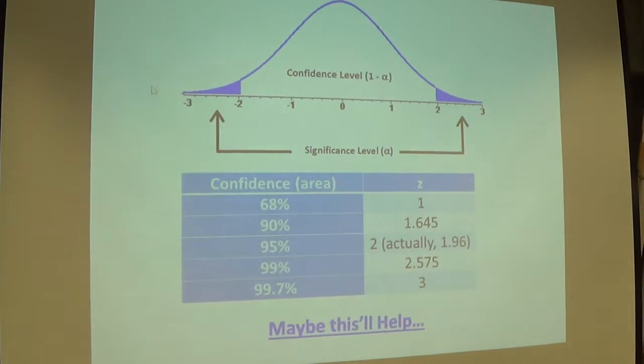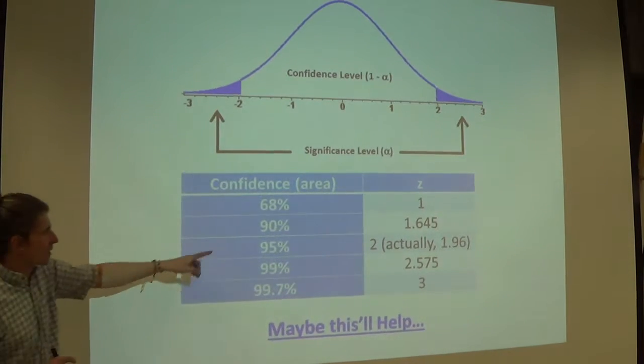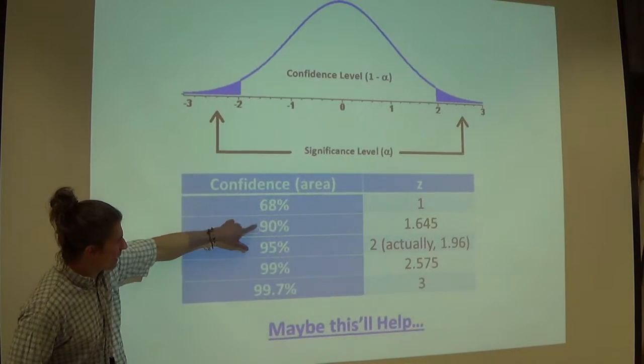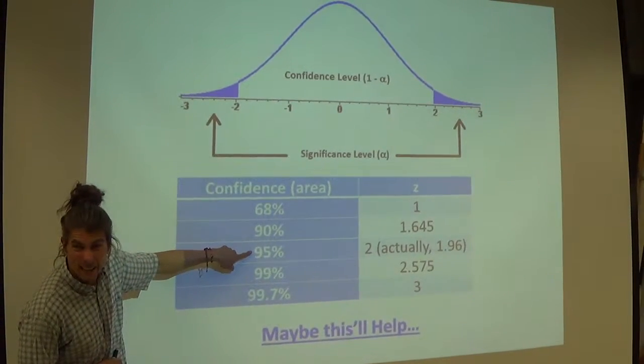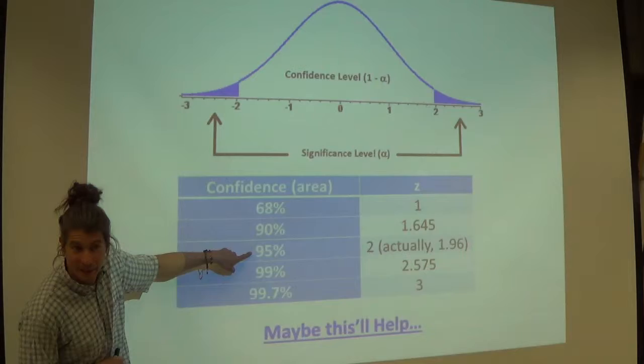There's a bell curve up there. Ignore this confidence for a second. We'll come back to that. Do some of these numbers make sense to you guys? 68%, 90, well, 90 probably doesn't. 95%? Remember that from 243?